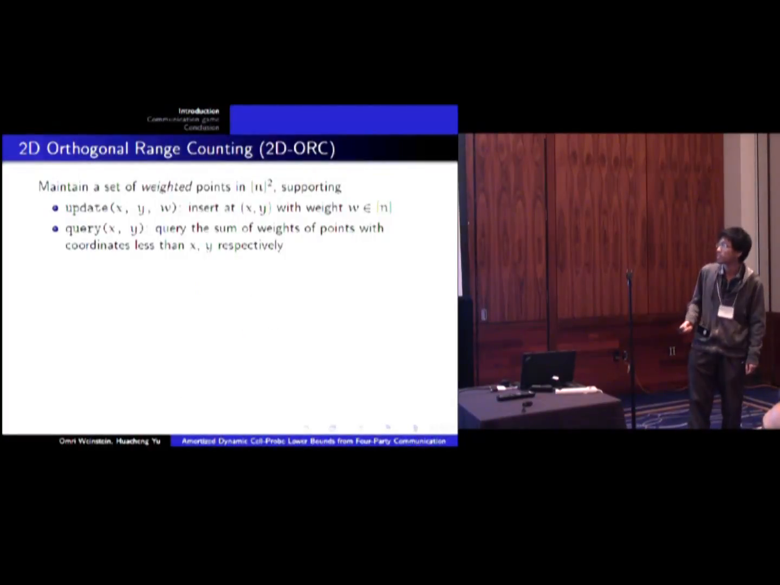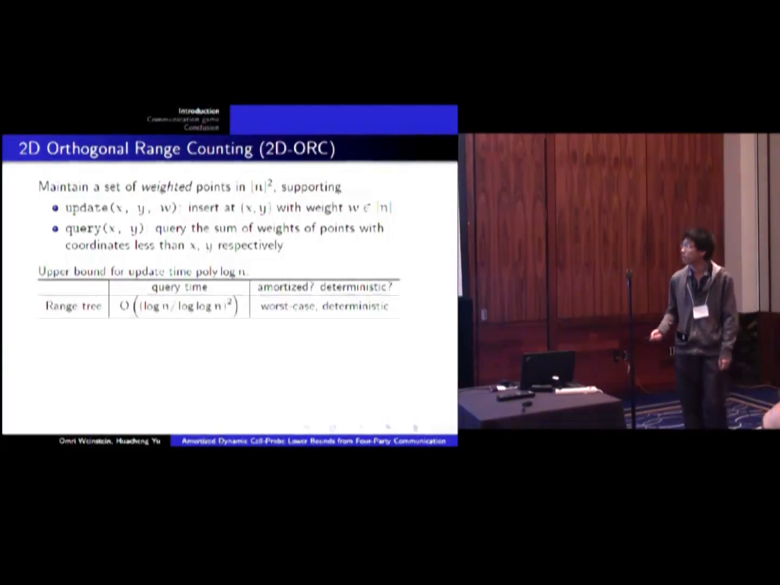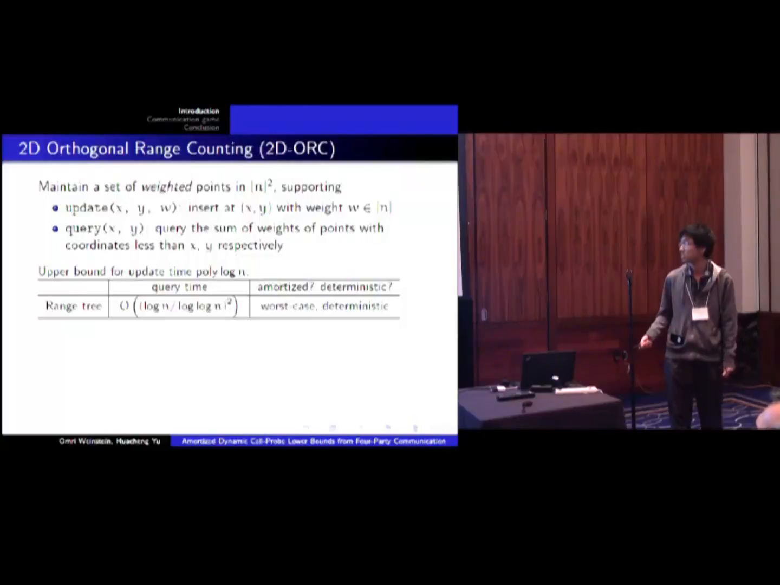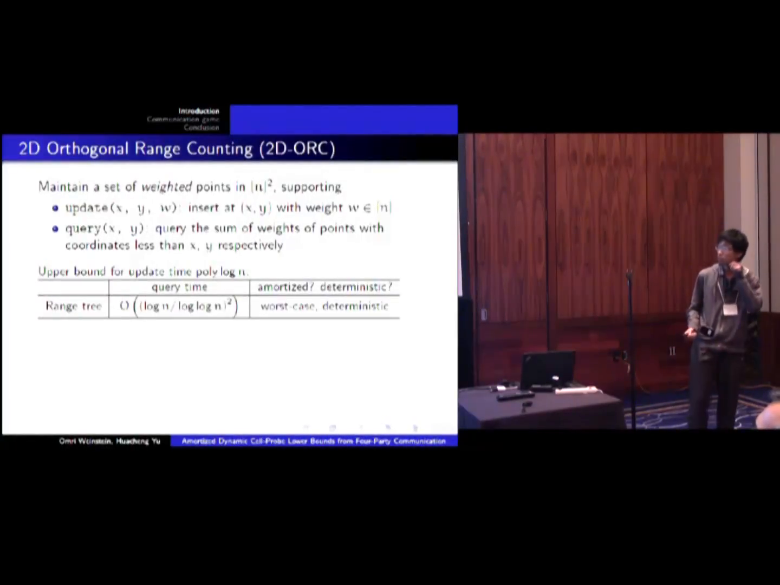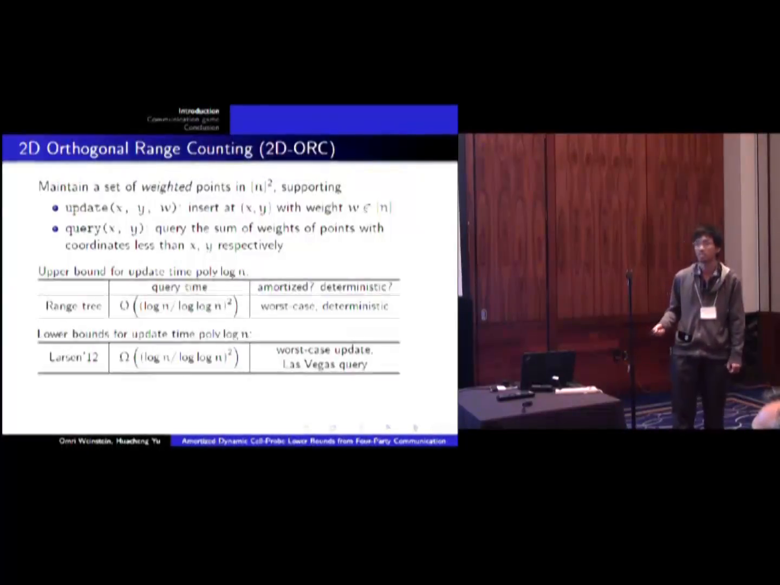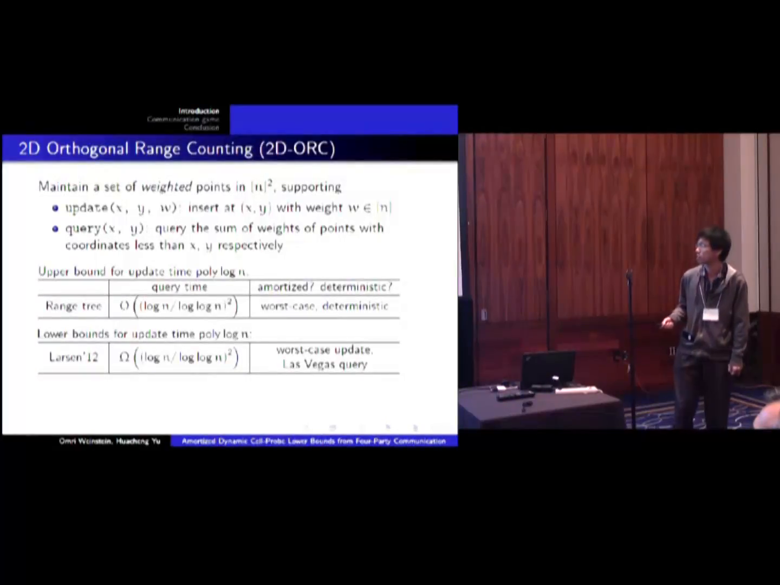This is a very classic problem in computational geometry. And the best known upper bound for it is the range tree. With update time polylog n, the range tree has query time log n over (log log n)^2. And moreover, this data structure has worst case time guarantees and is deterministic. On the other hand, for the highest lower bound known for it with update time polylog n, Larsen proved the matching lower bound of log n over (log log n)^2 in this case.